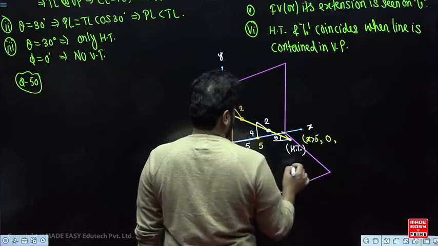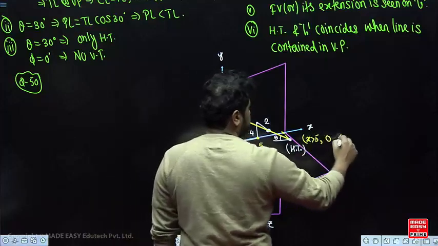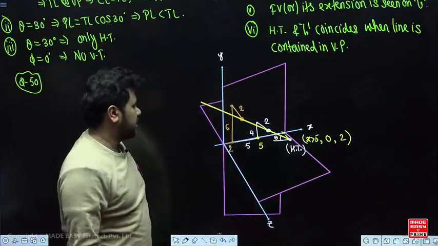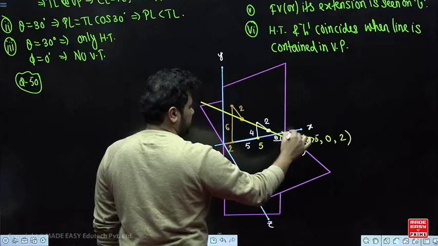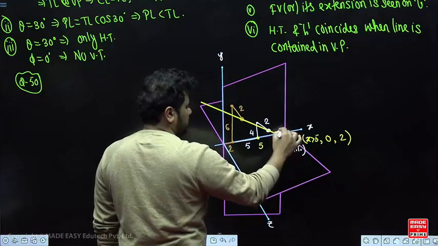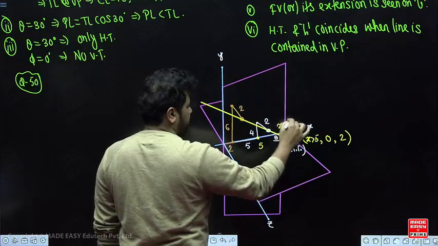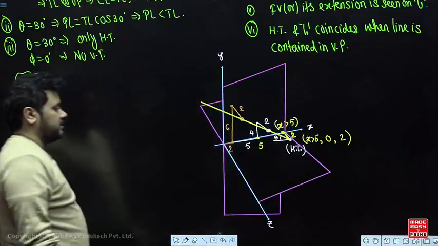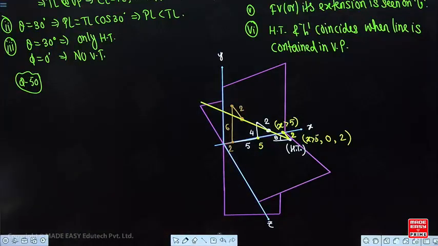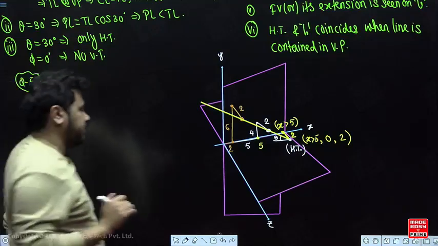And xy, correct. How much will z be? So z will be 2, isn't it? So you can see that this distance will be 2, this coordinate will be the x coordinate which will be greater than 5, isn't it? So now look at the option, x should be greater than 5, 0 comma, option A.